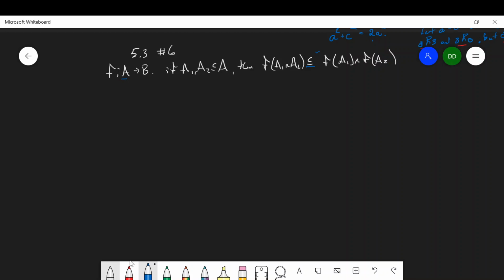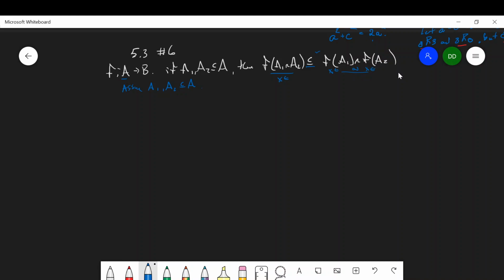Okay, all right, let's prove it. Assume A1 and A2 are subsets of A. They're in the domain. Then I want to show that this thing is a subset of that thing. In order to show subsets, I give myself an arbitrary element x in here, and I want to show that x is in here. So that would mean x is in this image and x is in this image.